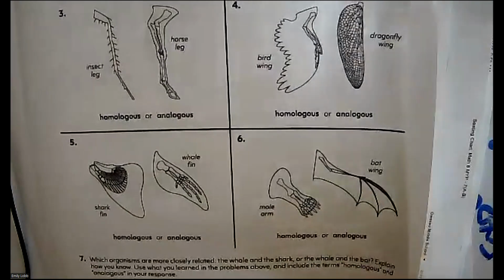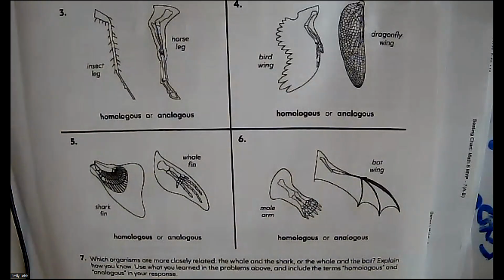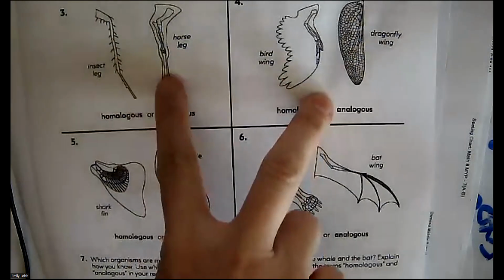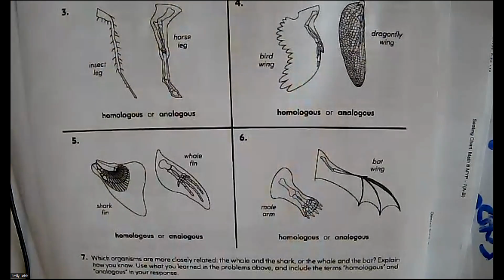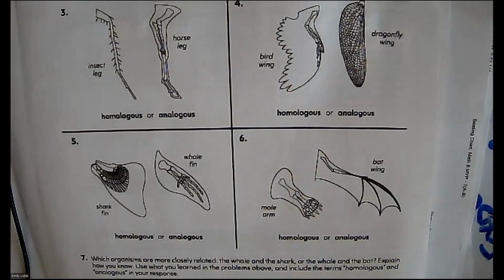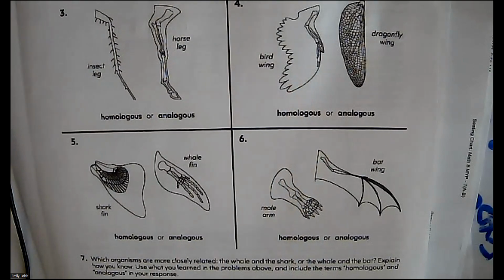Same with number 4, they're analogous. They have the same function, but different structures. Very good. Number 5 is analogous. And number 6 is homologous. Wait, so the first 2 are homologous, and 3, 4, and 5 were analogous. The rest were homologous.